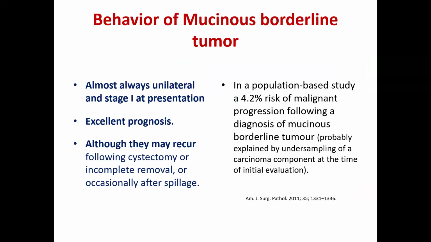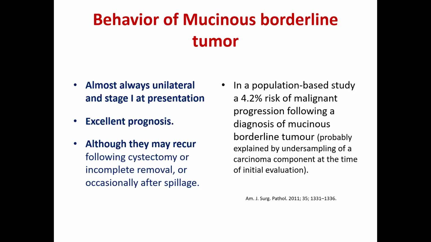The behavior of the mucinous borderline tumor: it is almost always unilateral and stage 1 at presentation and has excellent prognosis, although they may recur following cystectomy or incomplete removal or occasionally after spillage.